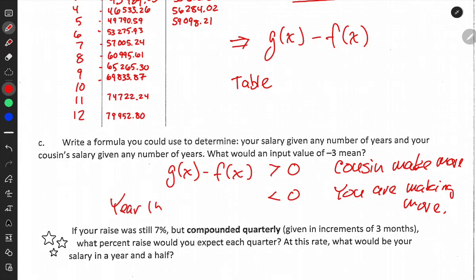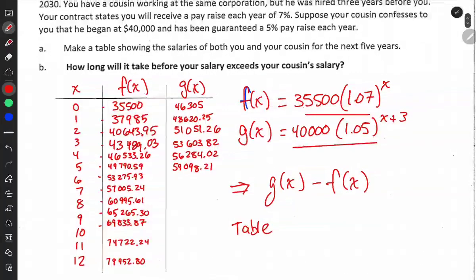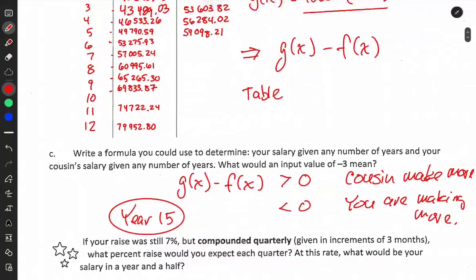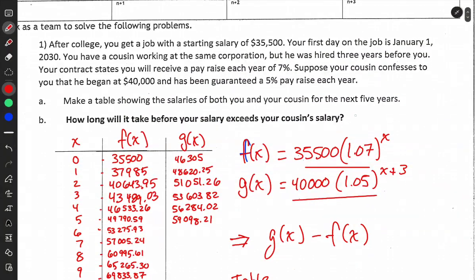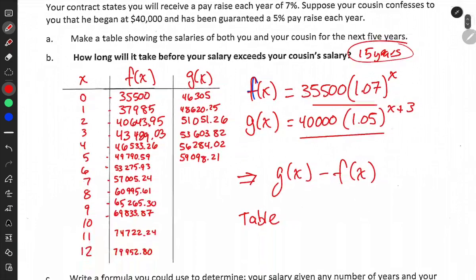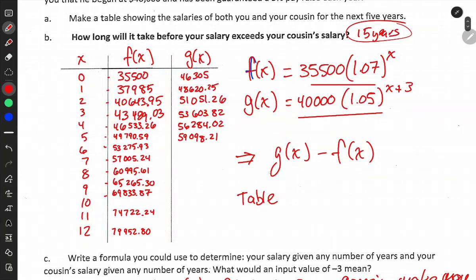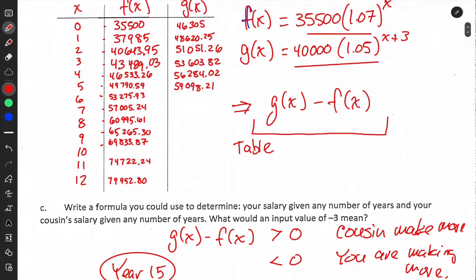Year 15. All right. Now, that I think was all. It says, how long will it take before your salary exceeds your cousin's salary? 15 years. We got that. 15 years. I'll put it here too. 15 years. And I wasn't thinking I was going to write a formula, but because I defined f of x and g of x differently, where f of x is your salary and g of x is your cousin's salary, it's pretty easy to write this: g of x, your cousin's salary, minus yours. If that's a positive number, the cousin's making more. If it's negative, you're making more. So it's kind of easy to combine that and make one formula.